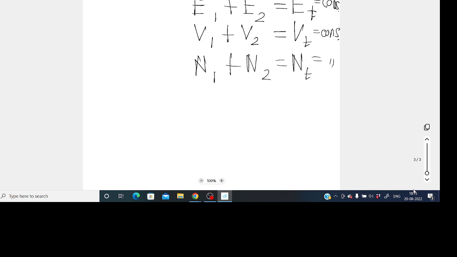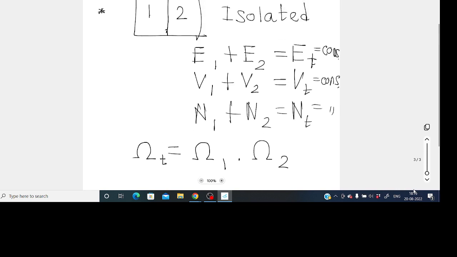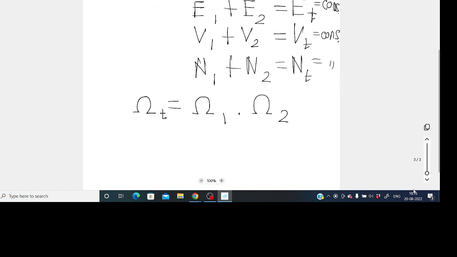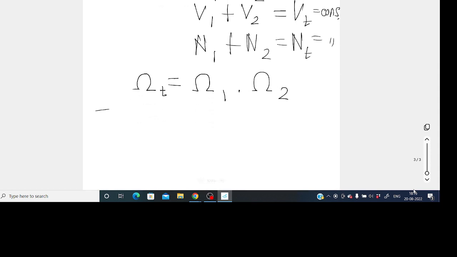Now, what is the number of microstates of the overall system? This omega t is the number of microstates of the overall system. This can be written as omega 1 times omega 2, where omega 1 is the number of microstates for the subsystem 1 and omega 2 is the number of microstates of the subsystem 2. Now take logarithm on both sides.